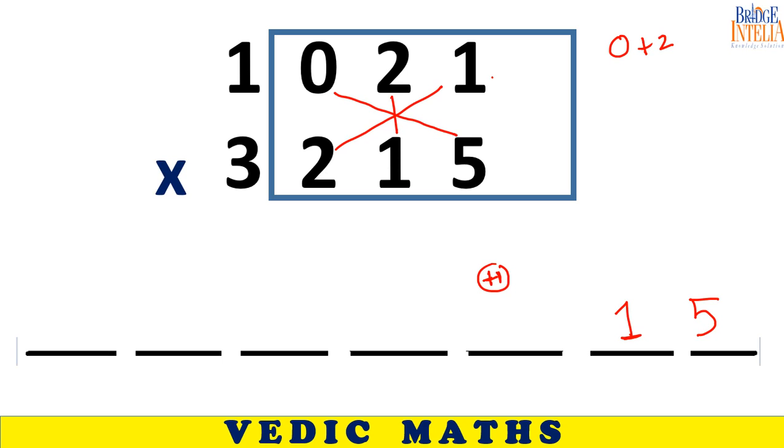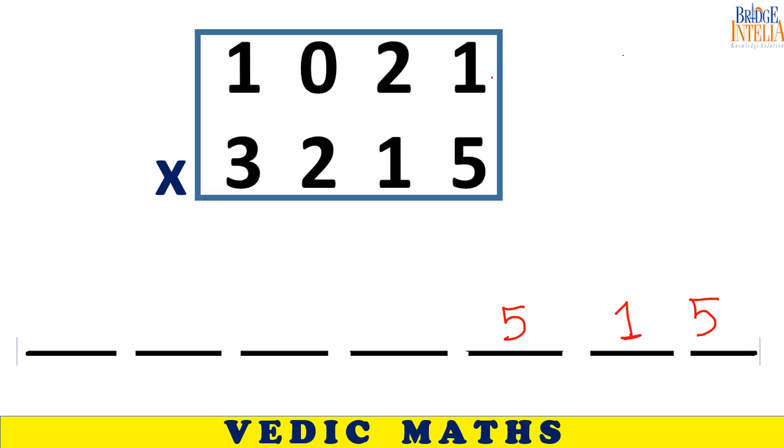Then this 2 is connected with 1. So 2 into 1 is 2. So 2 plus 2 is 4. So 4 and this 1 is carry forwarded. So 4 plus 1 is 5. So we have found out the cross connection product. We have filled the blank. Now it's time for us to move the box forward. So let's move the box forward now.